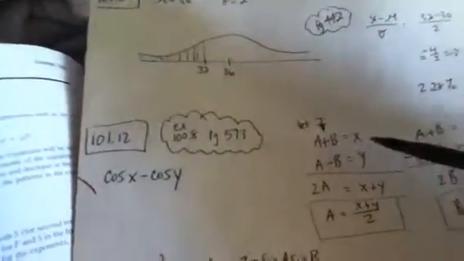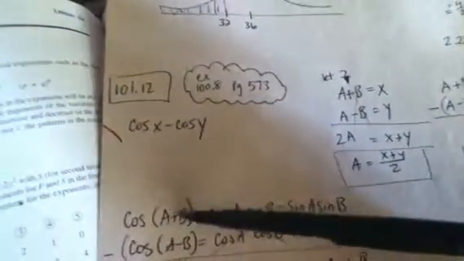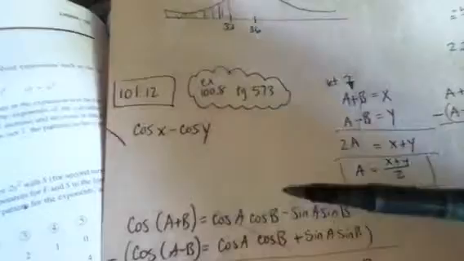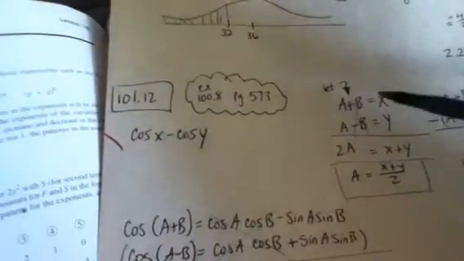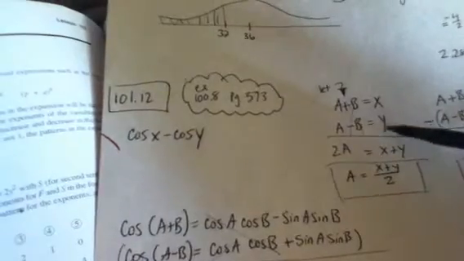The first step is to let a plus b equal x. So where there's a plus b, we're going to use x. We're allowed to do that. Just let x equal that. And then the a minus b's, we're going to let that equal y.